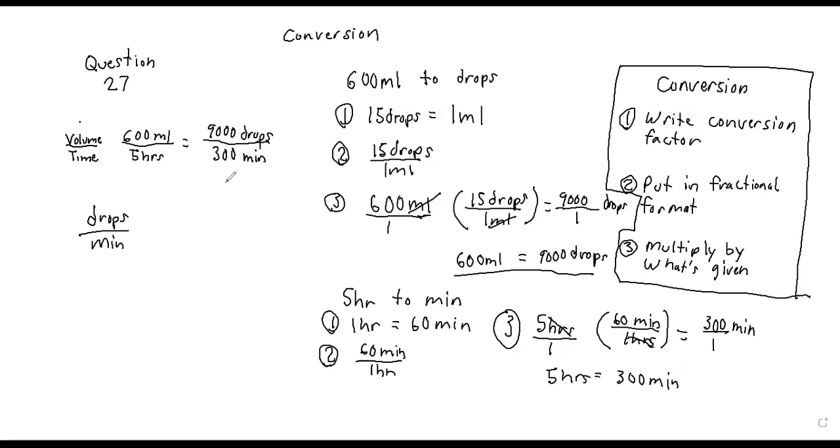So if we divide 9,000 by 300, we get our answer of 30 drops per minute. And there you go. Voila.